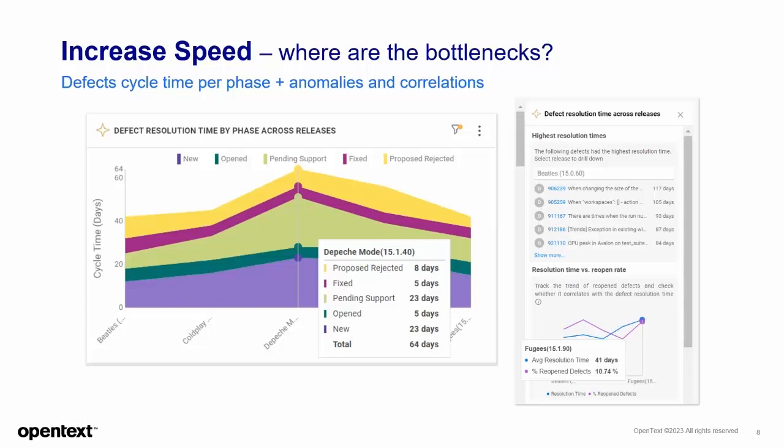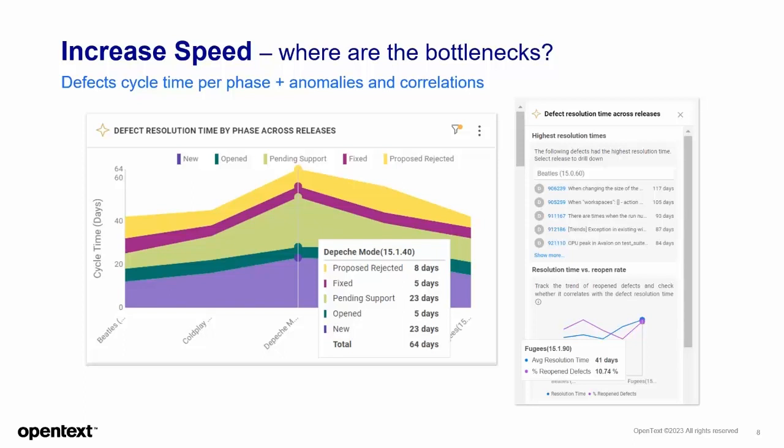And again, when we're looking at the insights trends on the right-hand side, then we can again see, of course, highest resolution time. We can quickly drill into the individual defects which have taken a long time to resolve. But as well, we have our trending, where we can see whether or not the reopen rates of our defects correlate with the resolution time.